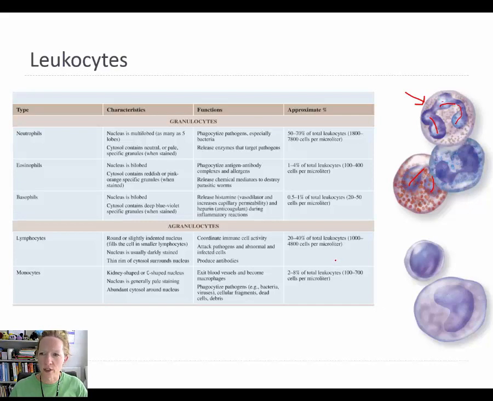These eosinophils are interesting because not only can they phagocytize, usually antigen-antibody complexes, they're also very active in phagocytizing allergens. So if some individuals have an allergic reaction, they are going to have high eosinophil counts. They can also release some of the chemical mediators found in their vesicles, and they specifically target parasitic worms. So if you have a parasitic worm infection, again, you might have a high eosinophil count.